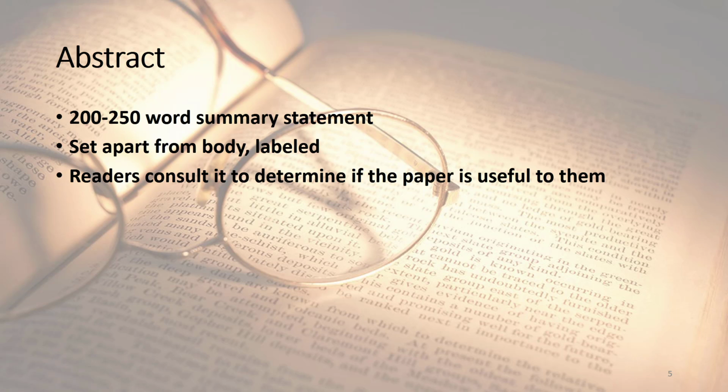An abstract is a 200 to 250 word summary statement that you usually write after you've completed your paper. It is set apart from the body of the paper, appears immediately after the title, and is labeled abstract. Readers consult the abstract to determine if the paper is useful to them. So writing a good abstract is both an art and a skill that is vitally necessary in today's academic world.